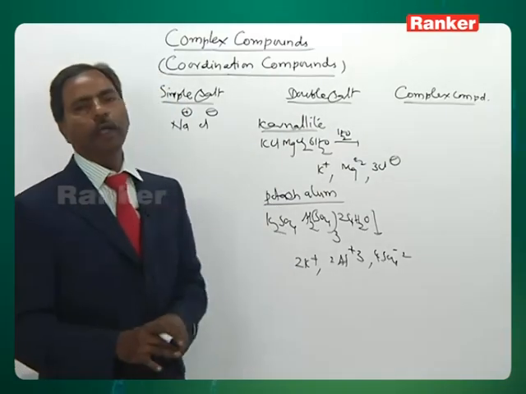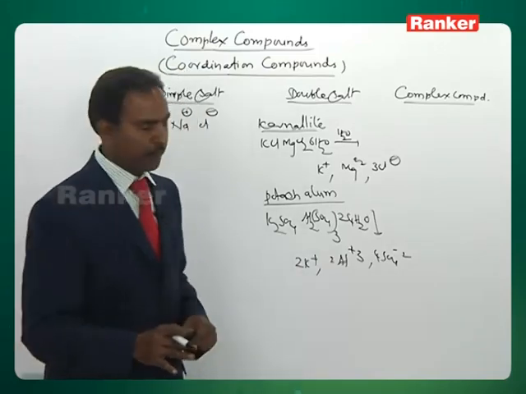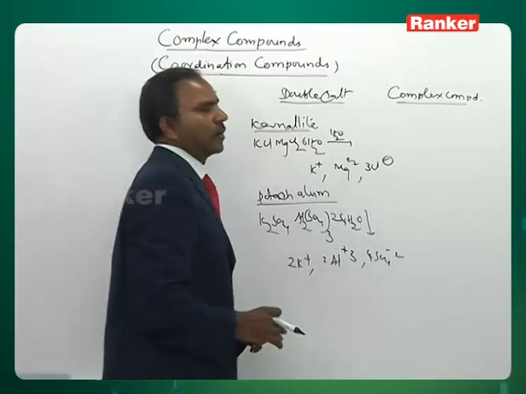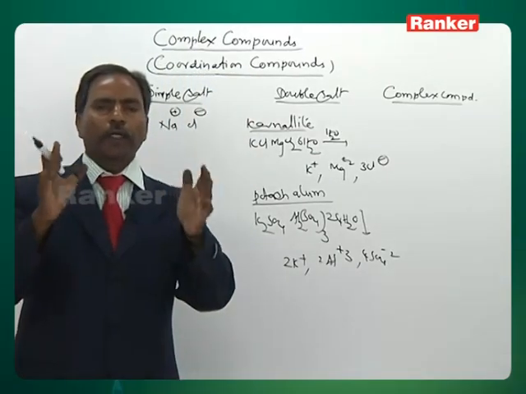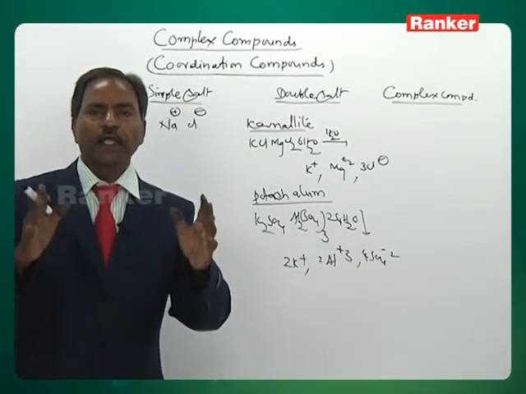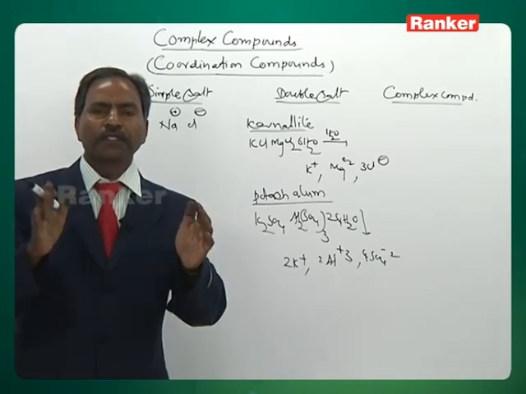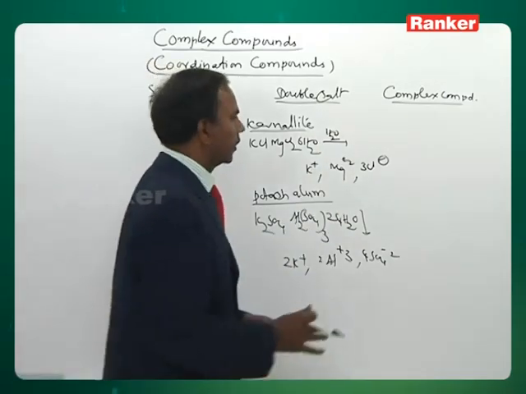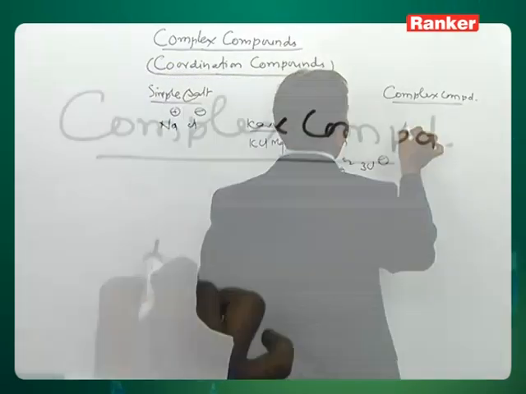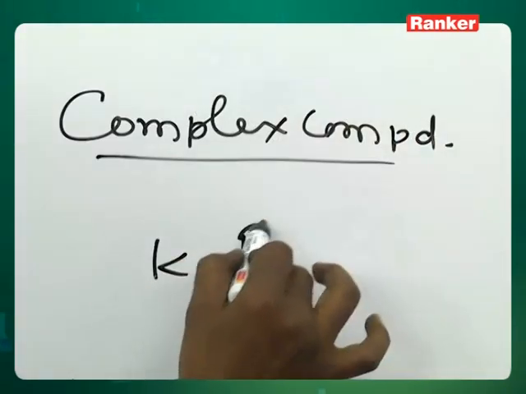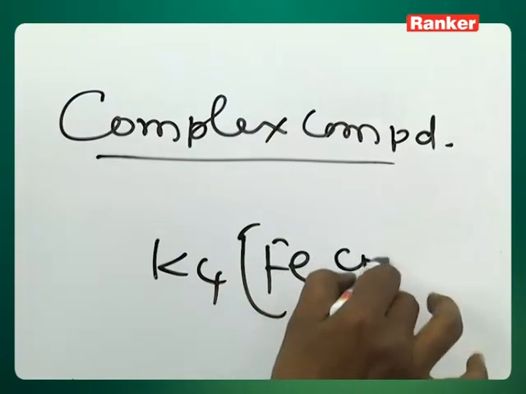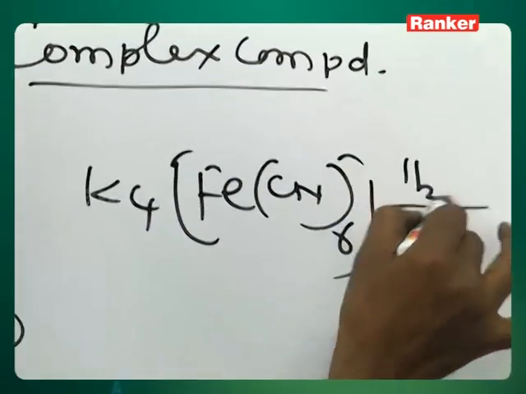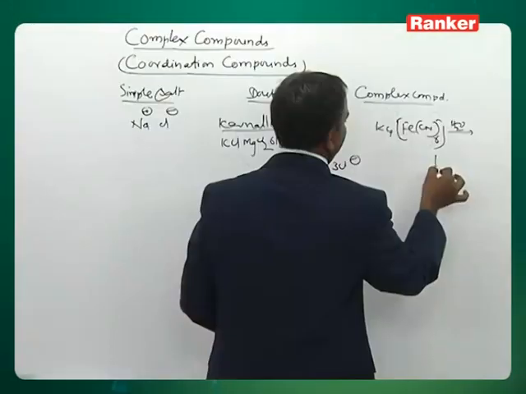Let us come to the next, complex compound. Now consider what a complex compound is. The salt or compound which undergoes partial ionization, that is, the complex ion does not ionize, such a compound we call a complex compound. Let me give a simple example. Let us consider potassium ferrocyanide, K4[Fe(CN)6].